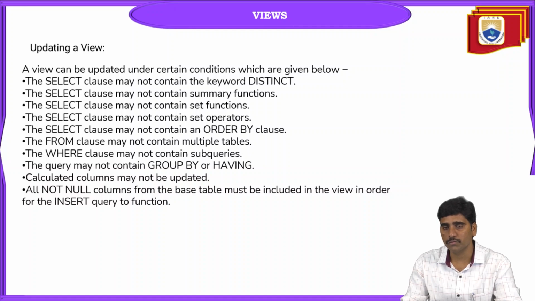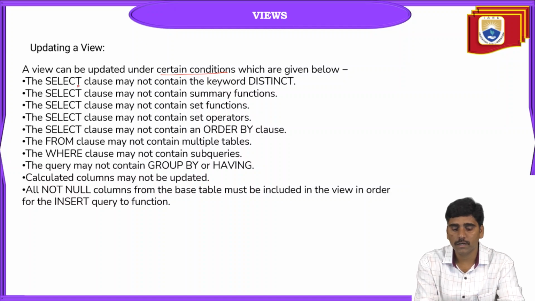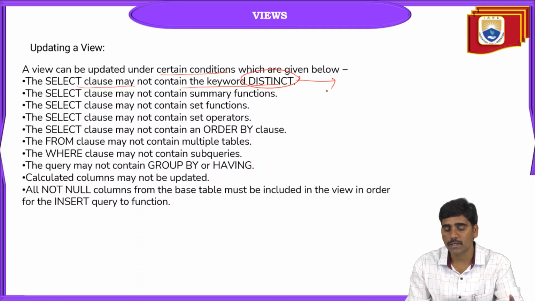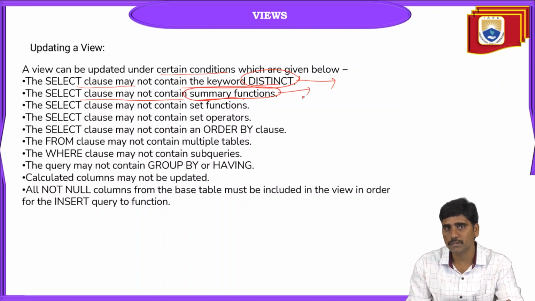Updating a view. How to update the view also? You can update the view, but a view can be updated only under certain conditions which are given below. What are those conditions? The select clause may not contain the keyword distinct. The select clause may not contain summary functions also. It should not contain them.